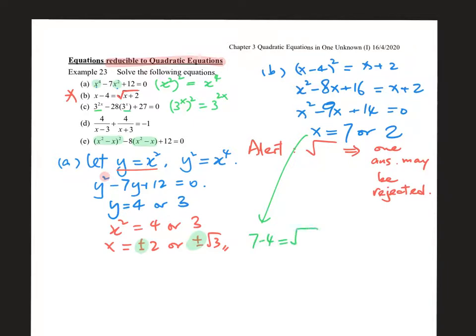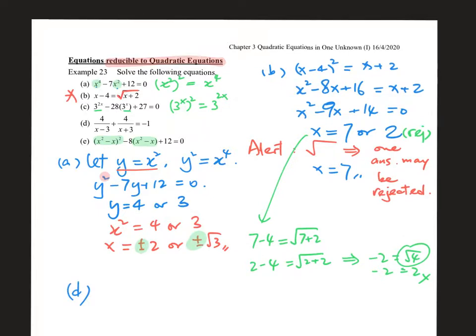7 minus 4, is it the square root of 7 plus 2? If yes, then we keep the answer. The other one will be 2 minus 4, is it the square root of 2 plus 2? No, because in this case that means minus 2 is the square root of 4, and minus 2 is 2, which is wrong. Bear in mind that the square root of 4 means 2 only, no negative sign. So the answer of 2 should be rejected, and lastly we have the answer x is 7 only. This is a very special situation where you have a square root sign in your question.